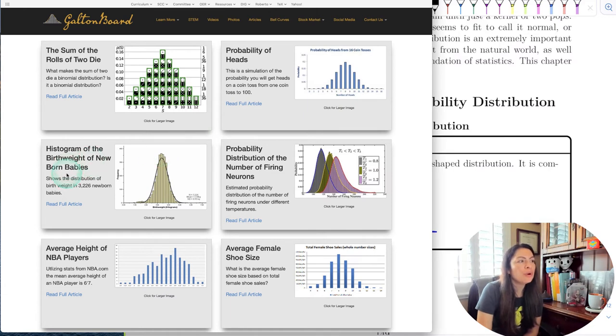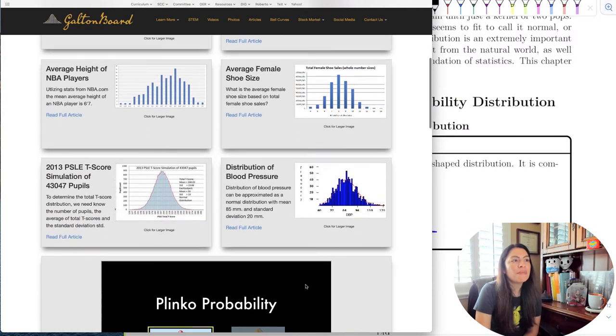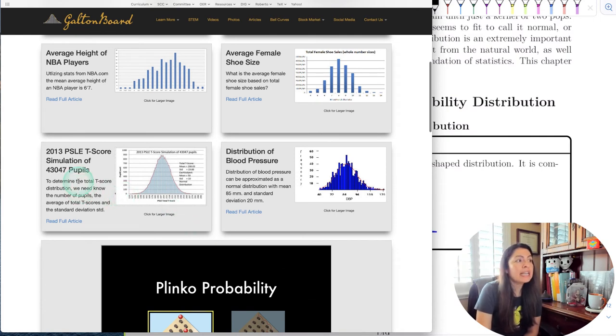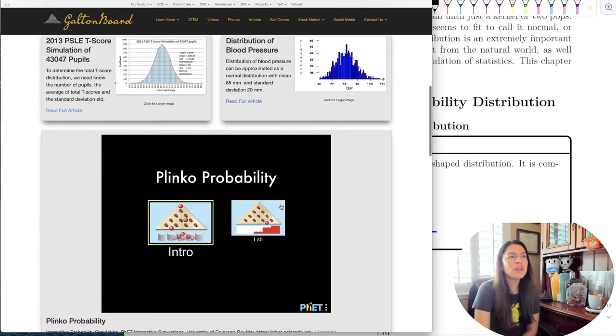The birth weight of newborn babies. So this is 3,226 babies, and when they looked at the frequency of the weights, it made this really nice bell curve. They showed the histogram as well, but now we're going to go into the black curve. Notice the average female shoe size. If we took a whole bunch of women and asked their shoe size and counted the frequencies, it would naturally make this bell shape. So there are little things in our world that have these bell shapes. The SAT scores are also a big one. Blood pressure.